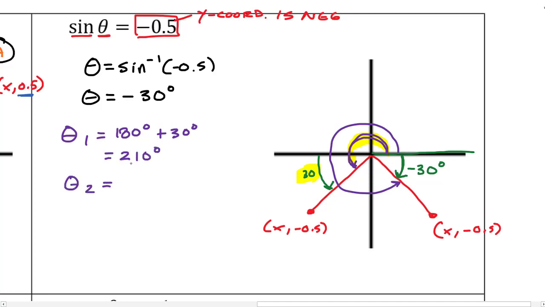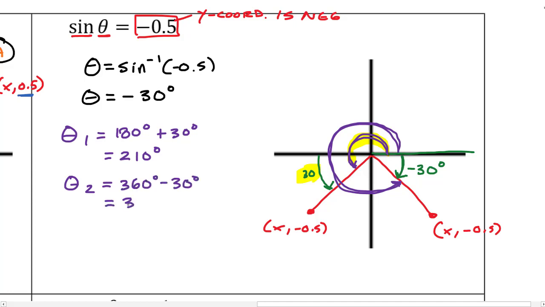The second angle, how can I find that? Well, if you think about it, we've come all the way around from here to here. 30 more degrees will get us to 360, because I got that 30 labeled there. So all I got to do is take 360, a full circle, and minus 30.